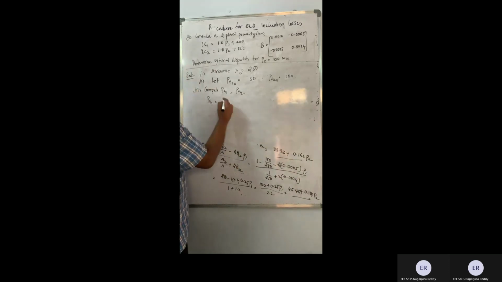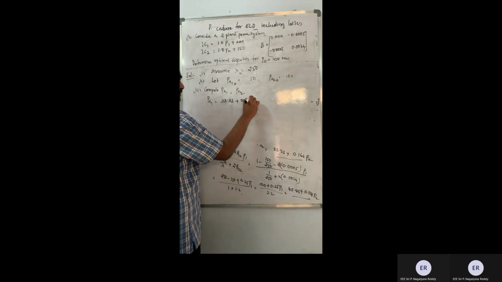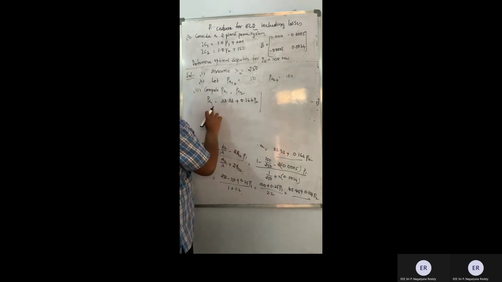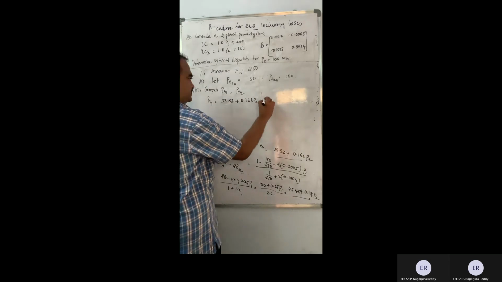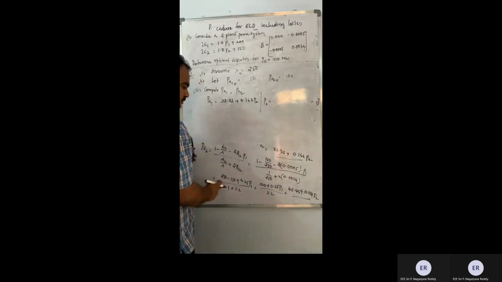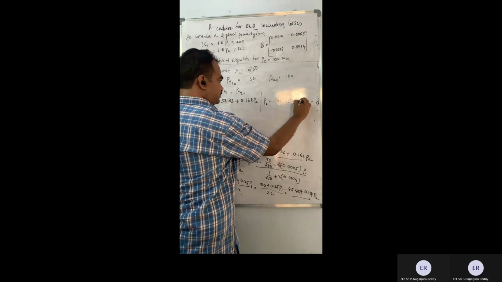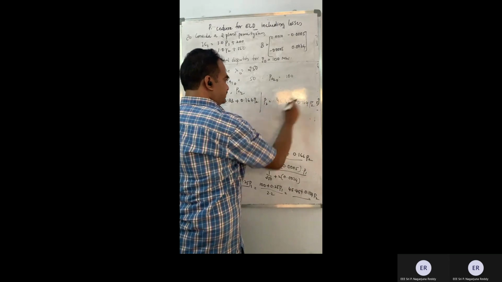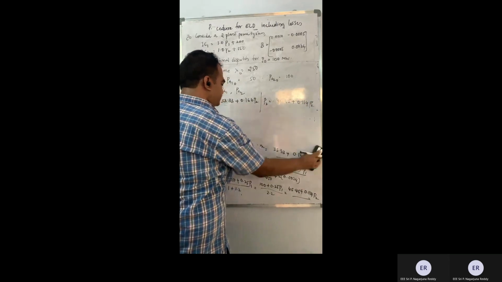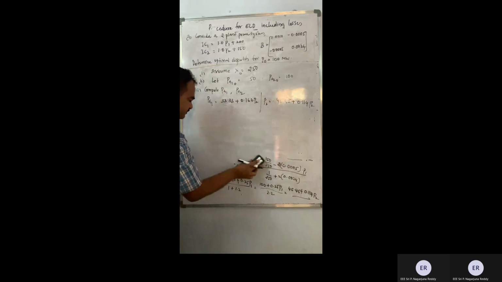So what is the equation now? Pg1 is 33.33 plus 0.166 P2. This is the Pg1 equation. And what is Pg2? It is 45.45 plus 0.114 P1, isn't it? So this is my equation.